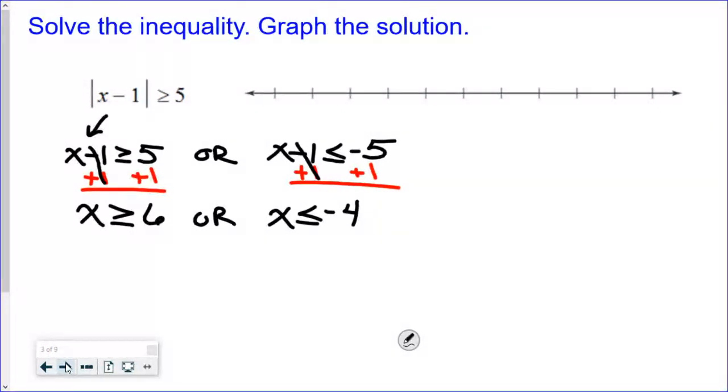So again, we have a -4. We have a +6. Just separate them a little bit. I'll take it. And we'll start with the 6 filled in circle where the arrow goes that way. -4 filled in circle where the arrow goes that way. And that's what an or has looked like.